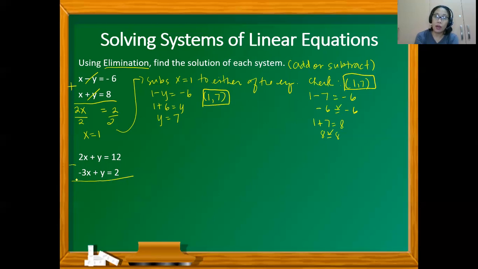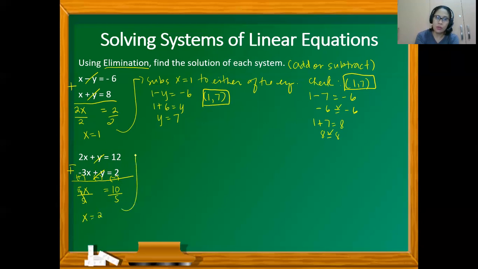Now, in subtraction, we have to recall the rule that we have to change the sign of each term of the subtrahend. So this negative becomes positive, this becomes negative, and positive 2 becomes negative 2, and then shift to addition. So this is like 2x plus 3x, so we have 5x here. y plus negative y is 0. And 12 plus negative 2 is like 12 minus 2, so we go back with subtraction. So this is 10. Then we can solve for x by dividing both sides by 5. So we have x equals 2.